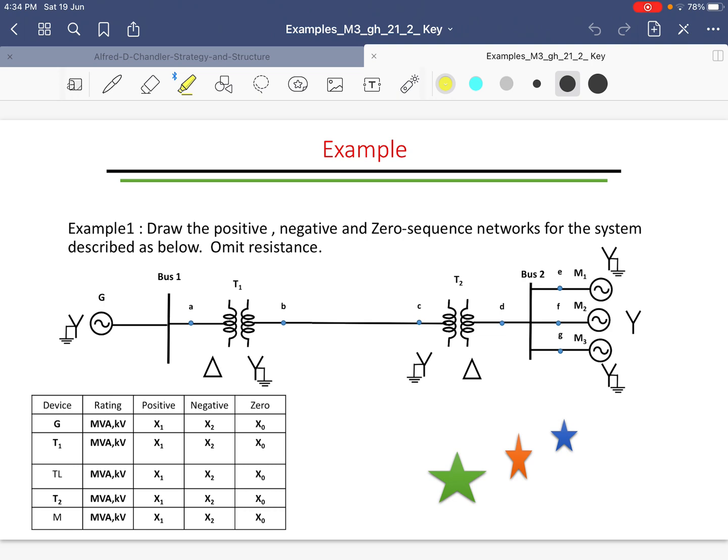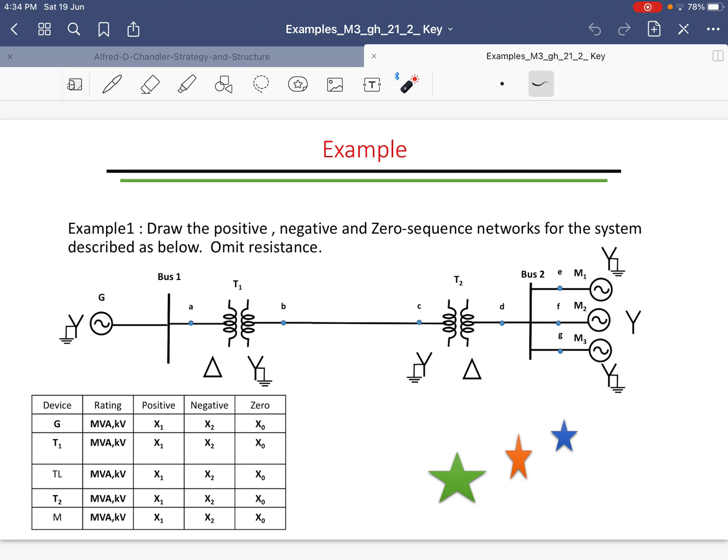The data given for drawing the positive, negative, and zero sequence networks includes the network, and the rating of each component in terms of MVA and kV. Also, the sequence reactances X1, X2, X0 are mentioned for the transformer, transmission line, as well as transformer T2, and the motor rating and corresponding values of X1, X2, X0 are also given. For the given data, our objective is to draw the positive, negative, and zero sequence networks.